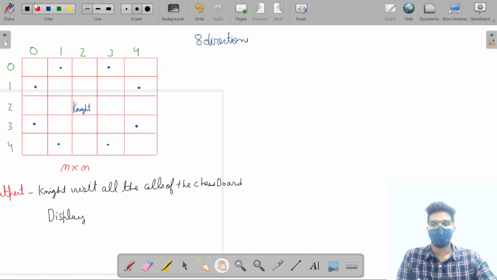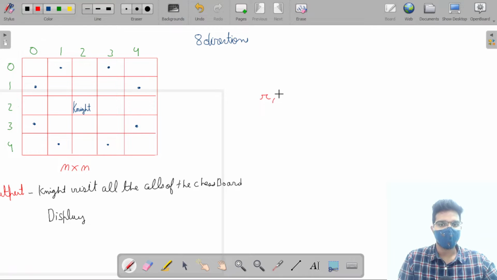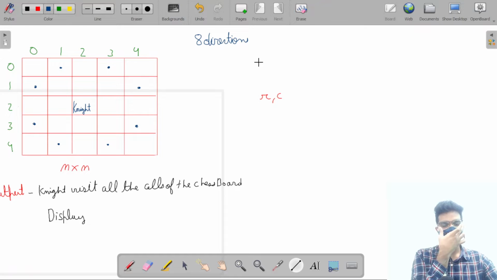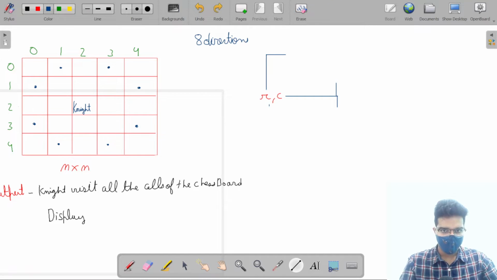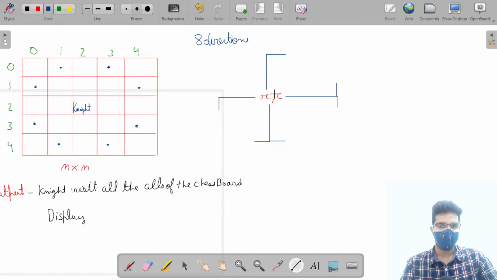The 8 directions in which your knight can travel. Let it be any row and column in which you are currently standing. The first direction, first precedence we have to give to r minus 2 and c plus 1. What else? R minus 1 and C plus 2. Right. What else? C plus 2 and R plus 1. Let's see more. R plus 2, C plus 1, R plus 2, C minus 1. Right. R plus 1 and C minus 2. C minus 2 and R minus 1. And the last one, R minus 2 and C minus 1. So these are the 8 directions in which your knight can move.